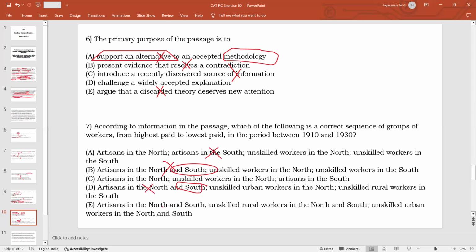Artisans in the north and south, again wrong. The moment an option says artisans in the north and south are equally paid, that option itself is wrong. You need not consider it. So option C is the answer. So again, a very, very easy question. Once you read and understand the passage, you can easily solve this question without any effort. Option C will be the answer.